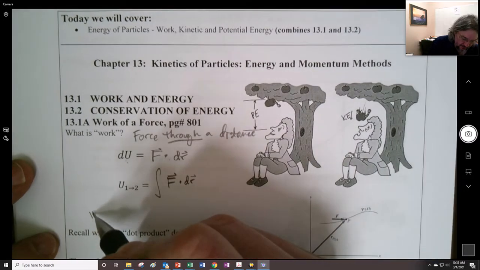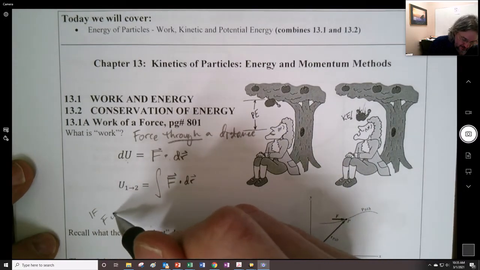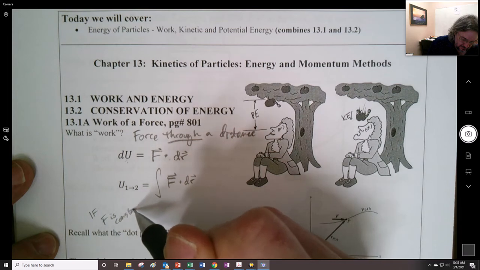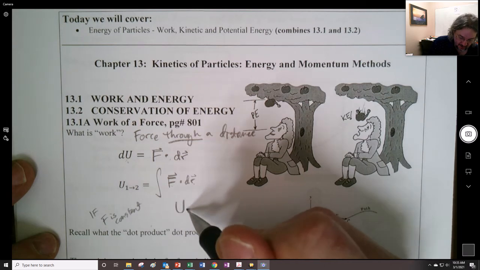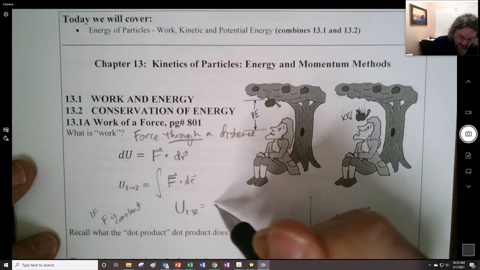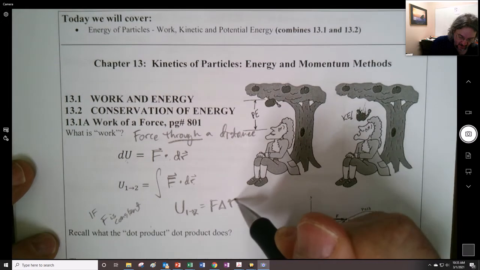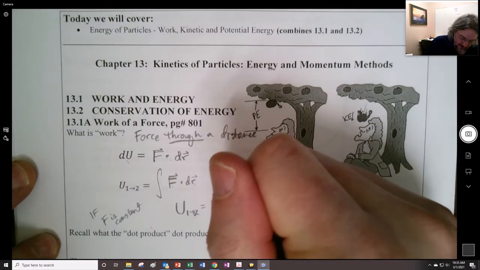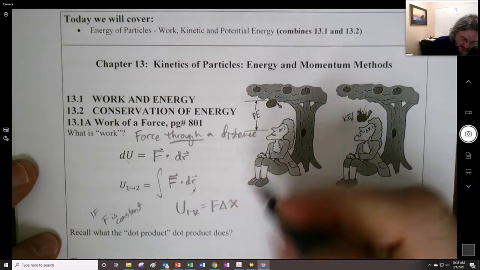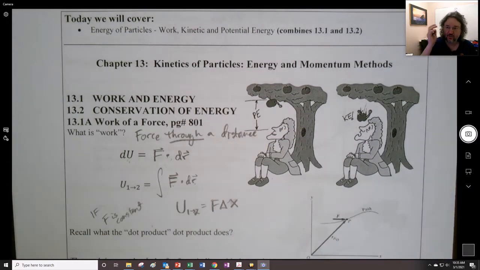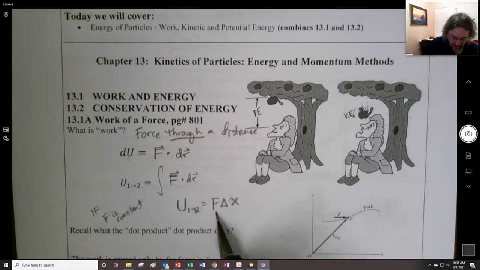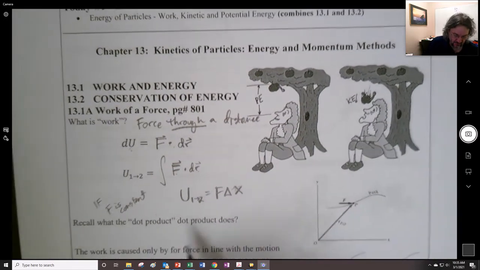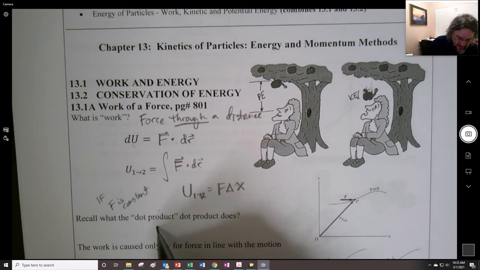Now, if F is constant, so if it doesn't change with the r right there, it's nice and convenient to just say F times delta r, or I even just think of it as x. Right now, it doesn't necessarily have to be x. It could be s. It could be y. Whatever distance that the thing is moving right there. But if it's constant and it's already in line with each other, we use this. Recall, it's the scalar product.